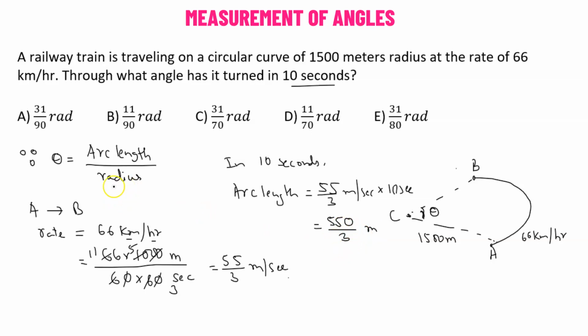Now we can replace this into our formula for finding the angle subtended at the center. Our arc length, which came out to be 550 over 3, divided by the radius. Our radius is 1500 meters, so we have 1 over 1500. Here you can cancel out the 0. We have 5 times 11, that's 55. Then we have 5 times 30, so that's 150. So we have 11 over 90 radians. That means option B is the correct answer.